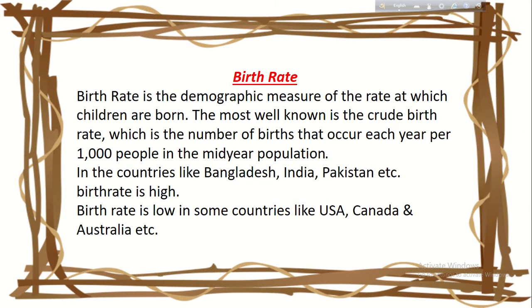Now one by one we will know. First we will know about the birth rate. Birth rate is the demographic measure of the rate at which children are born, and the most well known is the crude birth rate, which is the number of births that occur each year per 1,000 people in the mid-year population. That means generally birth rate is the number of living children born to every 1,000 women of a particular country in a particular time, and the increase of birth rate is one of the reasons for the increase of population.